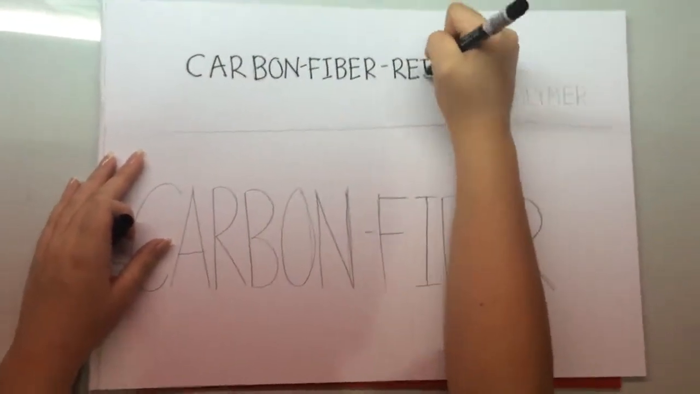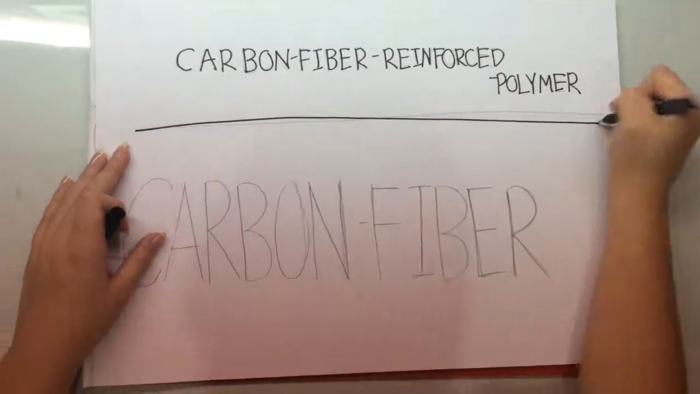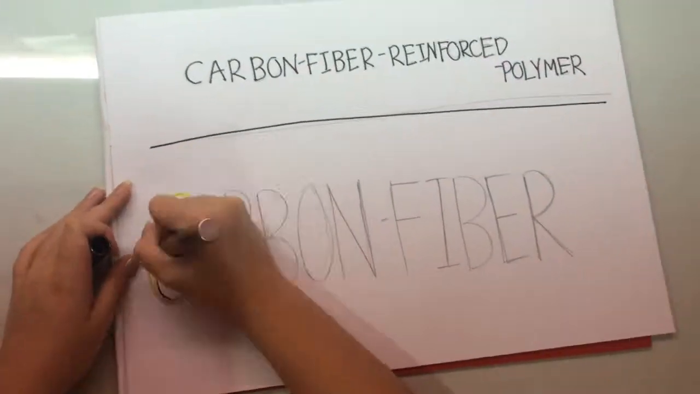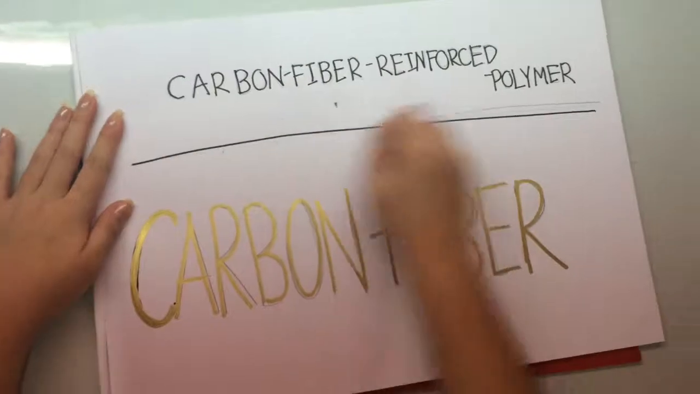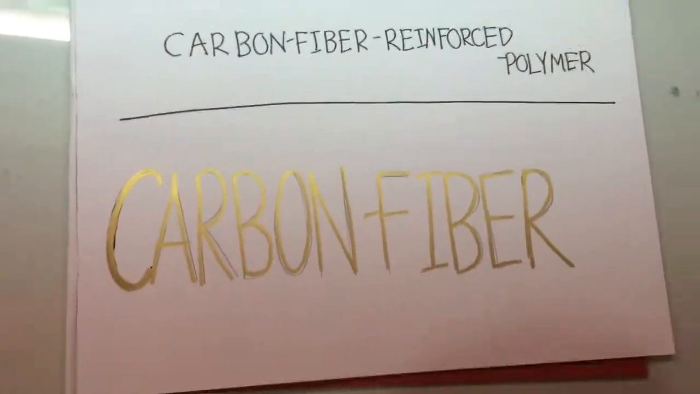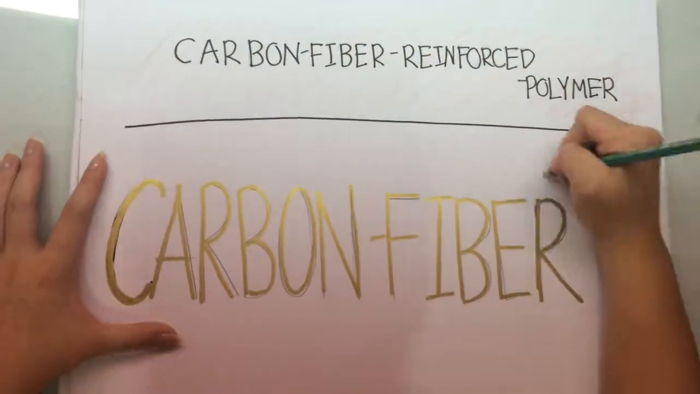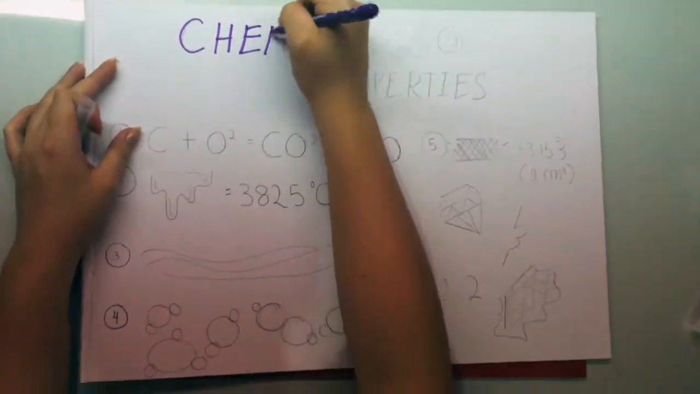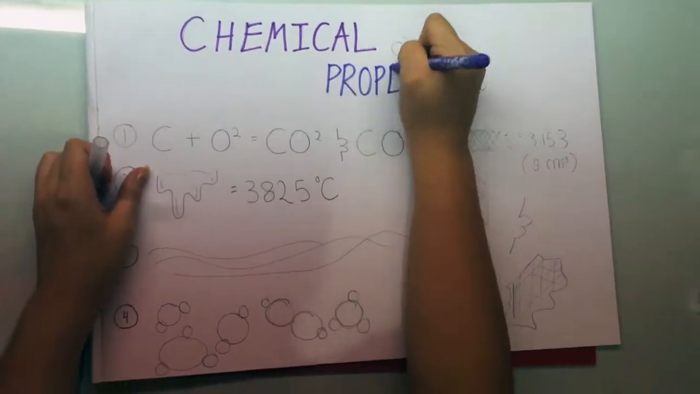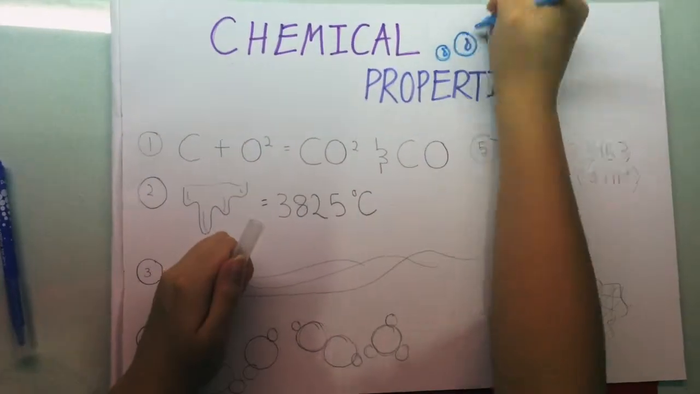Carbon fiber reinforced polymer is an advanced composite material, often referred to as carbon fiber, even though technically this would be the name of the compound or matrix used to create the composite, CFRP, carbon fiber reinforced polymer. There are several chemical properties of carbon as an element before it is a compound, let alone a composite.